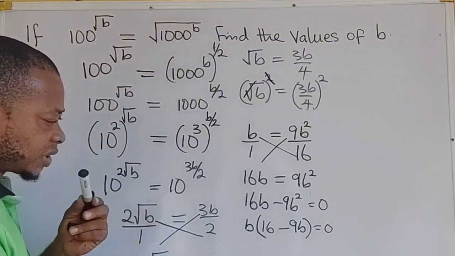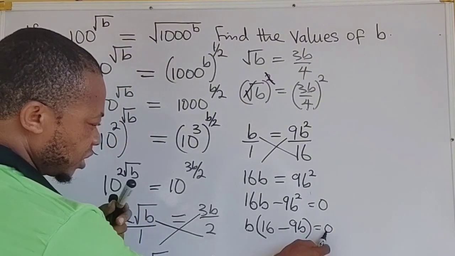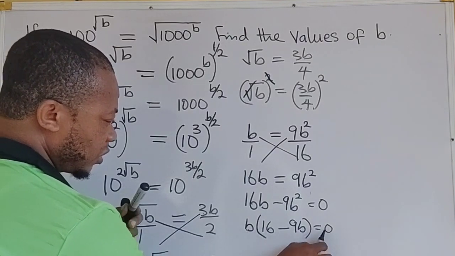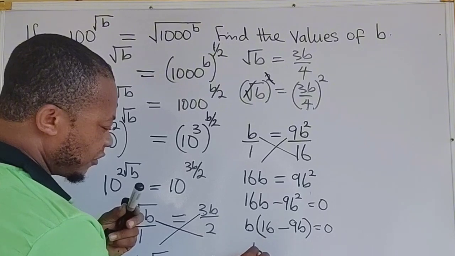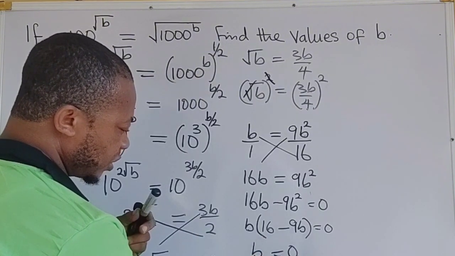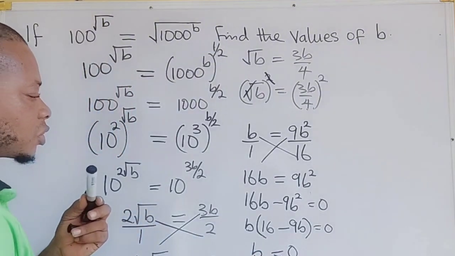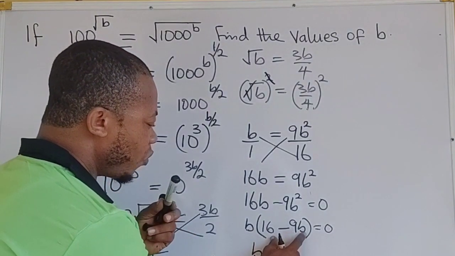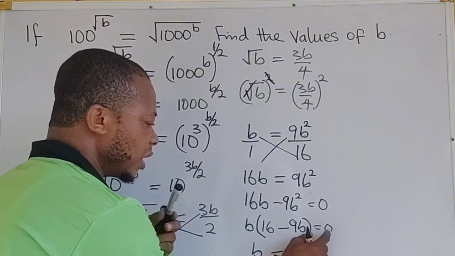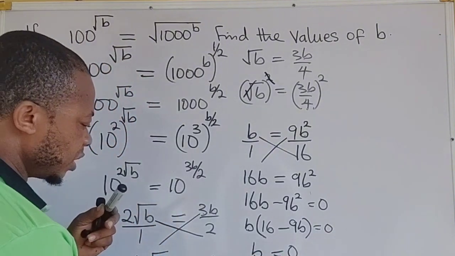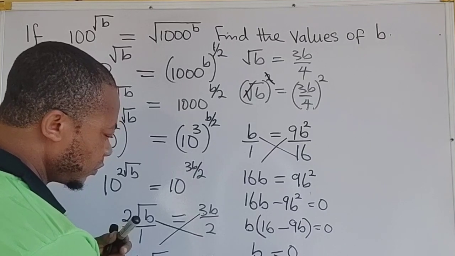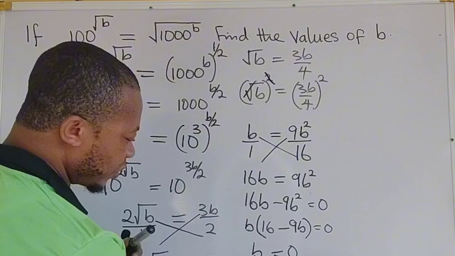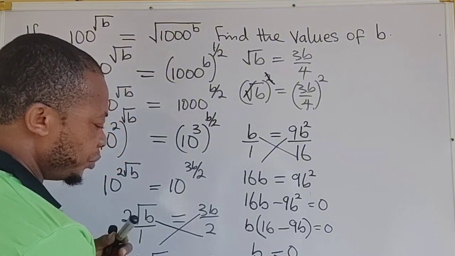Now, we can comfortably state that the first value of b is 0, because this means that b is 0 and the whole of this is also 0. So, the first value of b is 0. This is established. Now, let us establish the second value of b. We can do that by equating everything inside the bracket to 0 as well. So if we do that, this will be 16 minus 9b equals 0.